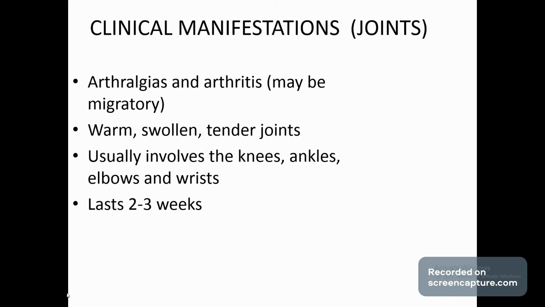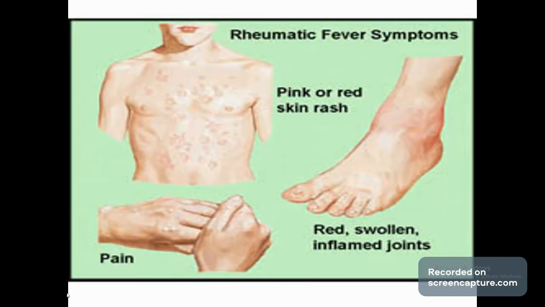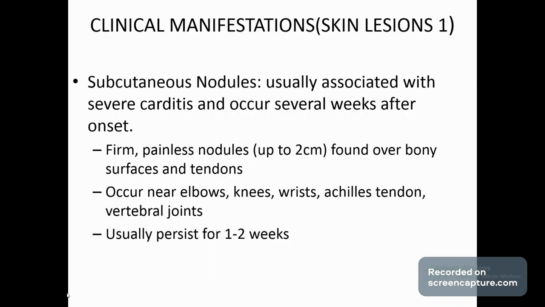Arthralgia and arthritis may be migratory, with warm, swollen, tender joints, usually involving the knees, ankles, elbows, and wrists. They last 2 to 3 weeks. In migratory polyarthritis, there are more chances of heart disease rather than skin or CNS manifestations. Lewis response is seen in the knee joint or any joint: tenderness, pain, hotness, and inability to move. This is called Lewis response.